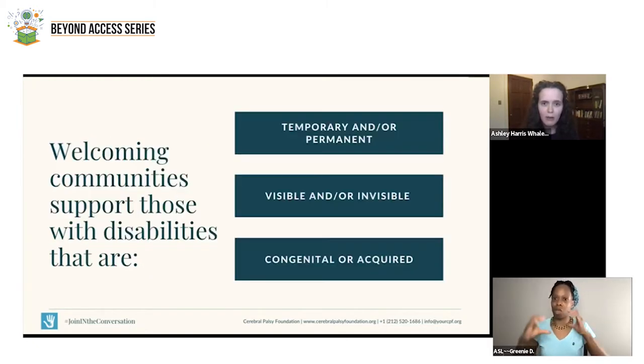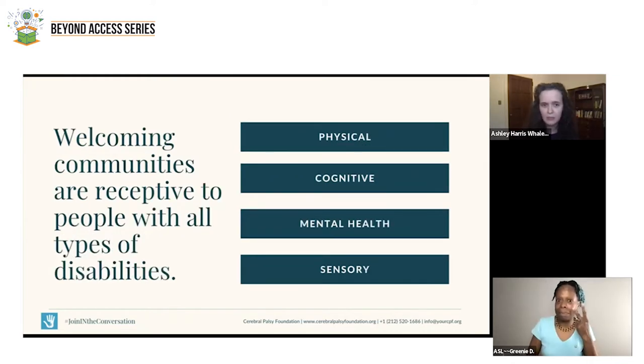So we've talked about how the disability community is the largest and the most diverse minority group in the US and in the world. So, as you might imagine, our access needs are as varied and diverse as we are. So, truly welcoming environments consider and support disabilities that are temporary or permanent, visible and/or invisible, or congenital or acquired. All of these are different types of disabilities, and folks can have overlapping disabilities that go between those categories. So needing to be inclusive for all is super important.